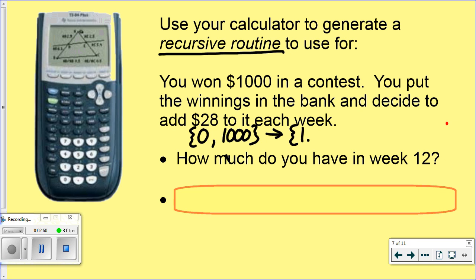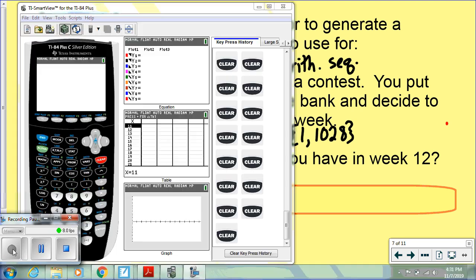Well, in week 1, we would add 28, right? I'm going to add 28 each time, which makes this, again, an arithmetic sequence. I'm adding the same thing each and every time. So rather than having to go through and find week 2, add another 28, week 3, add another 28, I'm going to punch this into my calculator so that I can just keep hitting enter in order to find what I need to find.